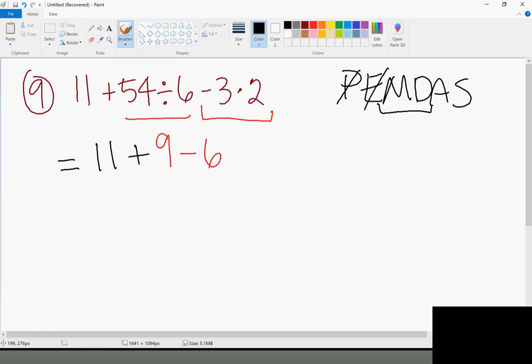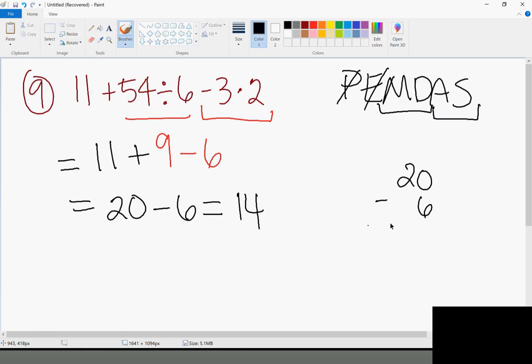Okay, so now we have 11 plus 9 minus 6. And we have addition and subtraction, so we just do it first from left to right. So 11 plus 9 is going to be 20. And then 20 minus 6 equals 14. And just to remind you, 6 minus 0, can't subtract that, so we're going to borrow from the 2, make this a 10. 10 minus 6 is 4, then bring down the 1. So 14 is your answer.